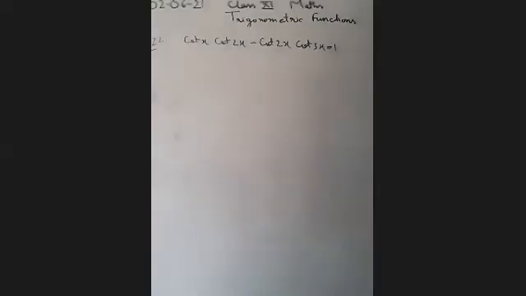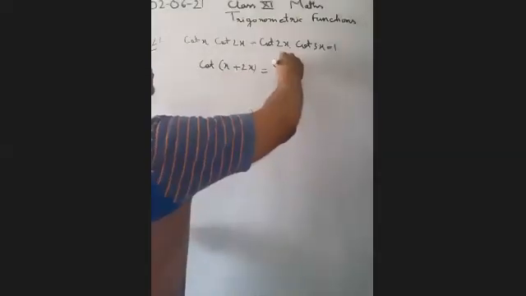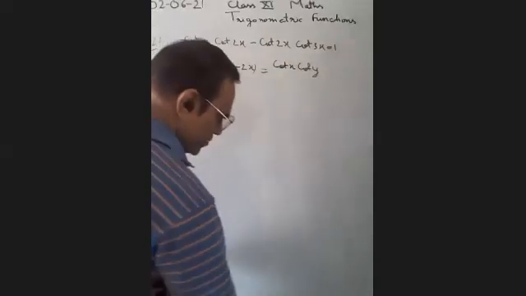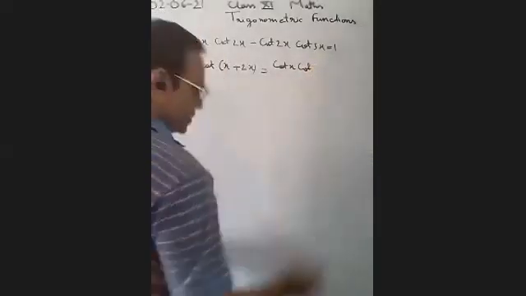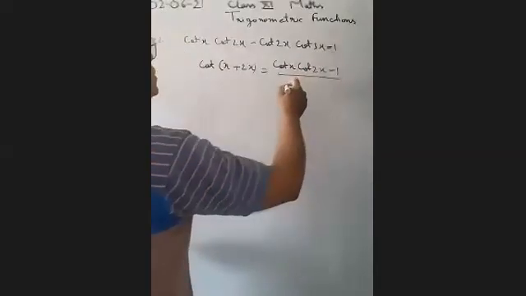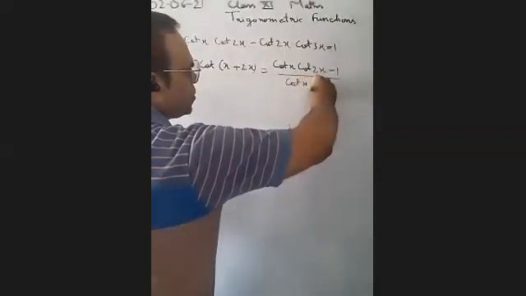So we know the formula of cot x plus y. You can write x plus 2x. What is the formula of cot x plus y? It is equal to cot x cot y minus 1 upon cot x plus cot y, where in place of y we have 2x.